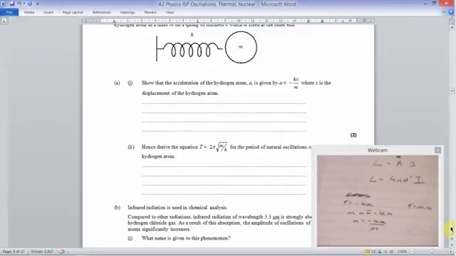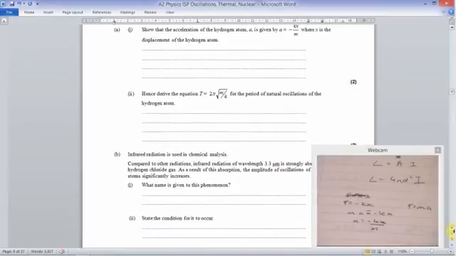Hence derive the equation T equals 2 pi root m over k for the period of the natural oscillations of a hydrogen atom. What we've got to use here are our simple harmonic motion equations to get a out of this situation and replace it with T. So how do we get from a to T? Well, a is equal to minus omega squared x.